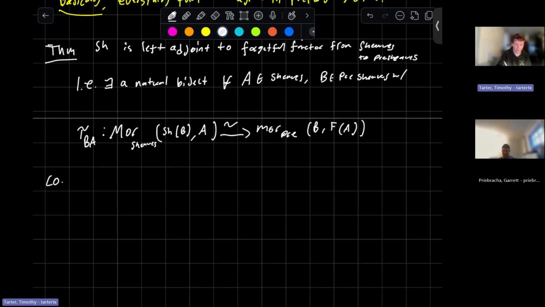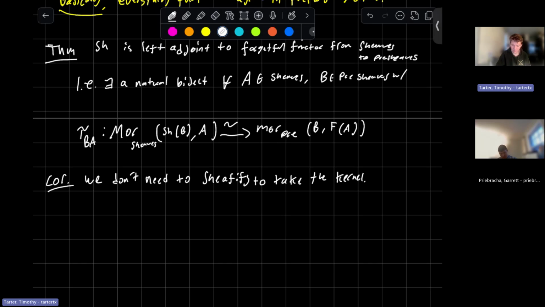And then as a corollary, we don't need to sheafify to take a kernel, but we do need to sheafify to take the cokernel and the tensor product.